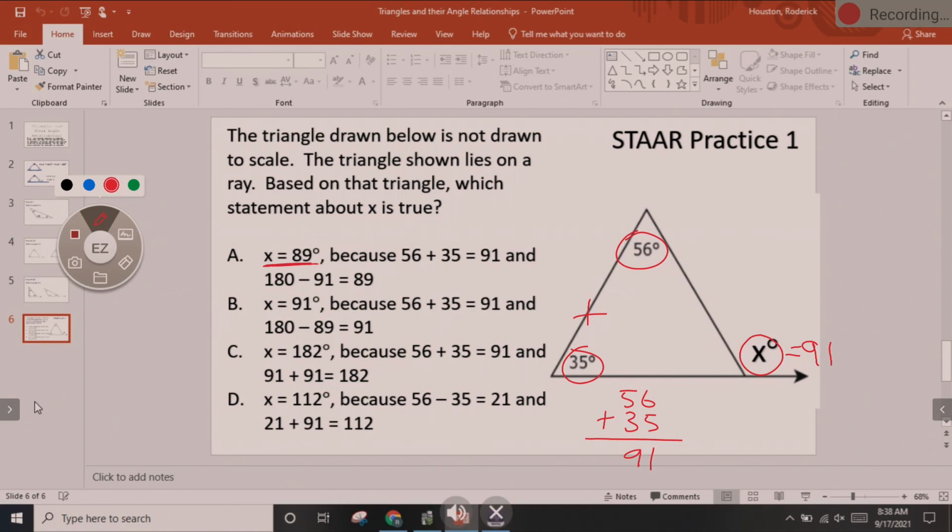This one says X equals 89. This one says X equals 91. Put a question mark because it has words after, so we want to see. This one says X equals 182. This one says X equals 112. The only answer it could be is B. And that's the lesson for today. Have a good day.